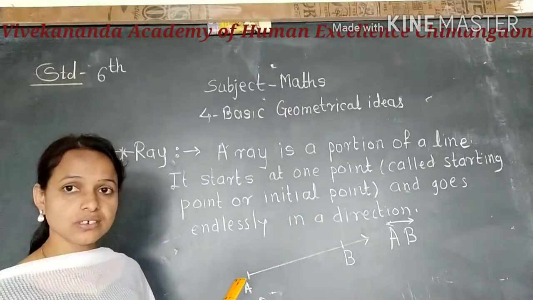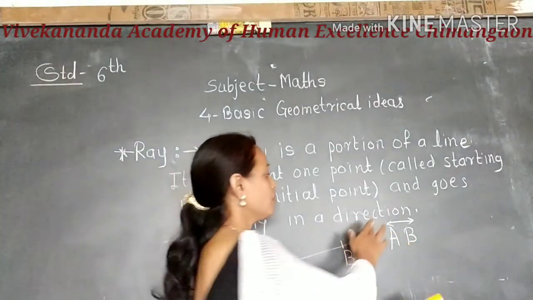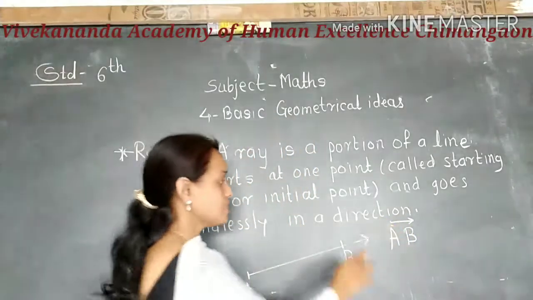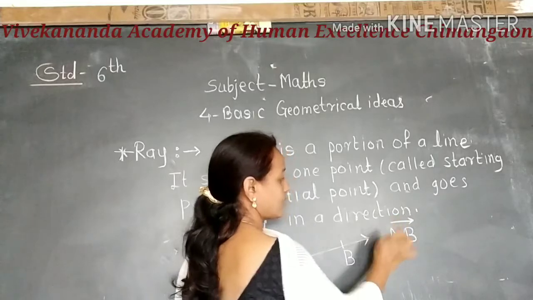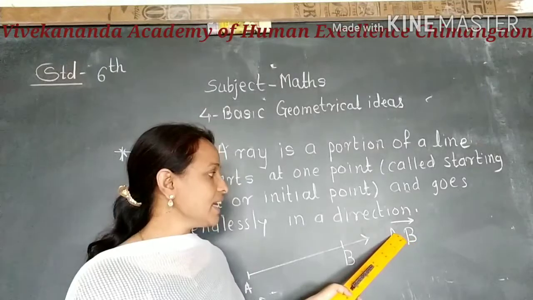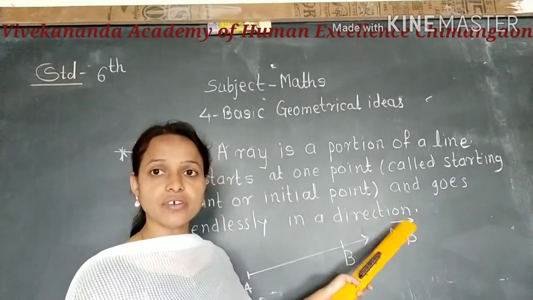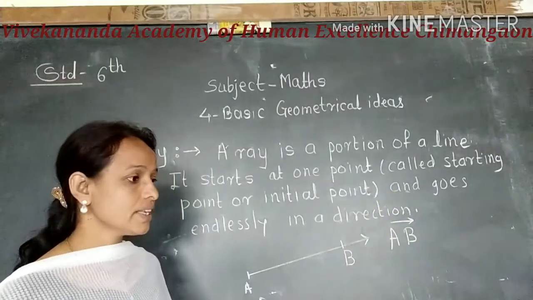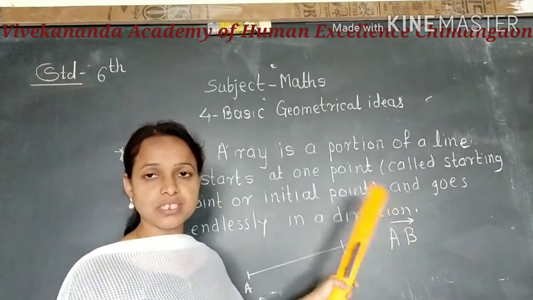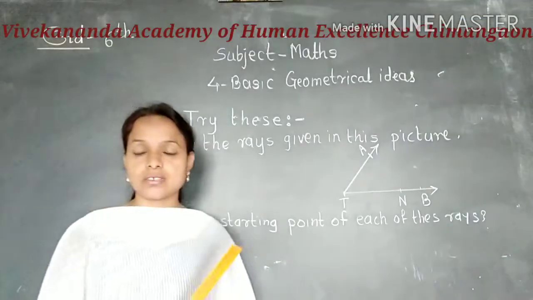And we can denote a ray, see here, ray AB. This is the symbol of ray. We can write ray AB by using this symbol.